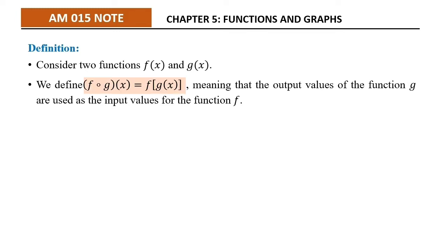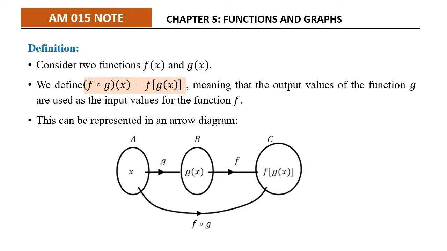We define f of g equal to f of g(x), meaning that the output values of the function g are used as the input value for the function f. This can be represented in an arrow diagram. x is the input and we have function g. So we have b as g of x. Then g(x) will be the input of f. So we have c as f of g(x). So from a to c is f of g.